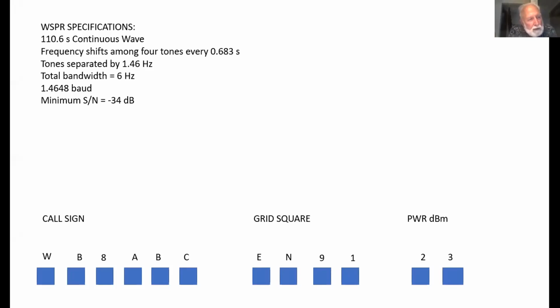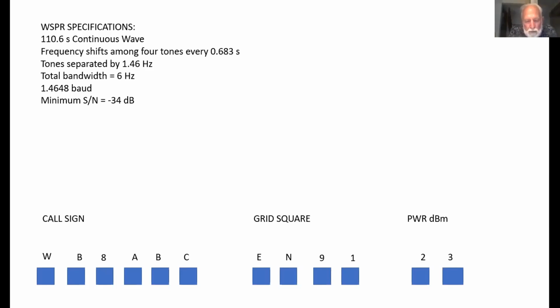Now, thinking about why this works, because noise is proportional to bandwidth, if you can get the bandwidth very small, then your effective gain is very high. It's like a gain bandwidth product, where the more narrow the bandwidth, the higher the equivalent gain. But of course, the baud rate is very low. As a result, it takes 110 seconds to transmit 12 characters: 6 characters for the call sign, 4 characters for the 4-character grid square, and 2 characters for the power in dBm.